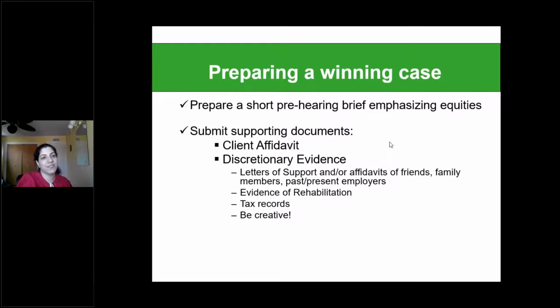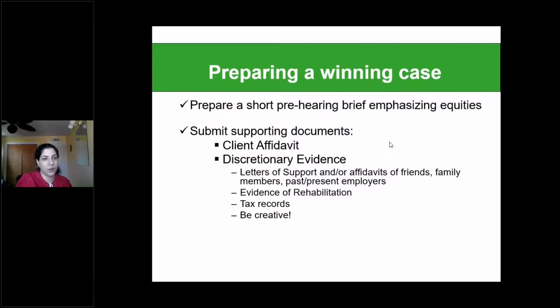You always want to have an affidavit from your client where your client is able to explain both the positives and also be upfront about the negatives and show how they are rehabilitated. And then you want to include all other discretionary evidence as is possible.